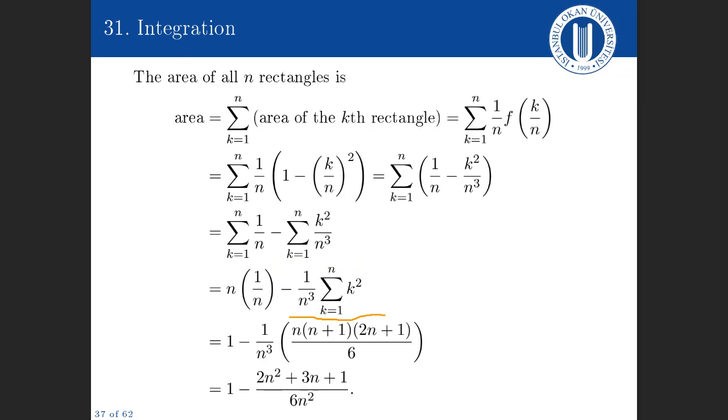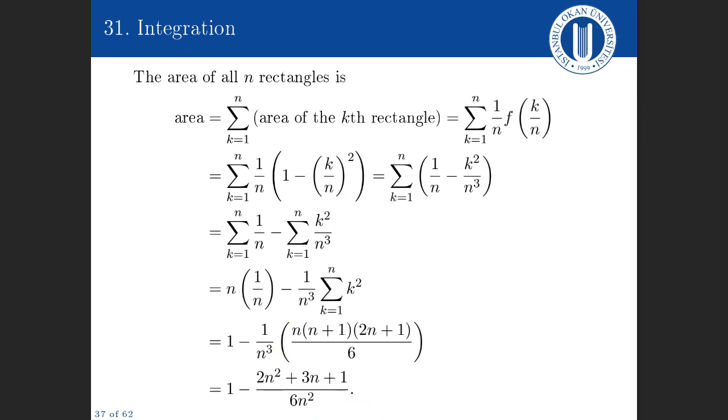Back in part 1 of this course, we had a formula for the sum of k squared. If you look back to one of the early chapters, you'll see that the sum of the first n square numbers is n(n plus 1)(2n plus 1) divided by 6. So we end up with our formula: 1 minus (2n squared plus 3n plus 1) divided by 6n squared. This n cancels with one of these, so we end up with just n squared on the bottom. That's why it's 6n squared on the bottom. n plus 1 multiplied by 2n plus 1 gives us 2n squared plus 3n plus 1.